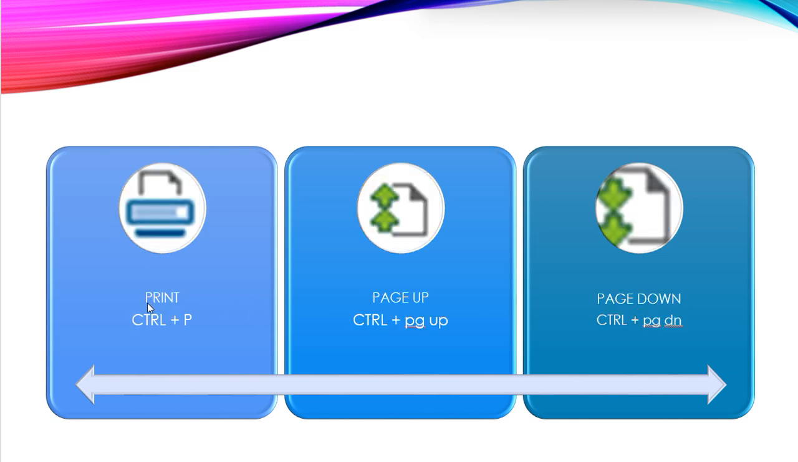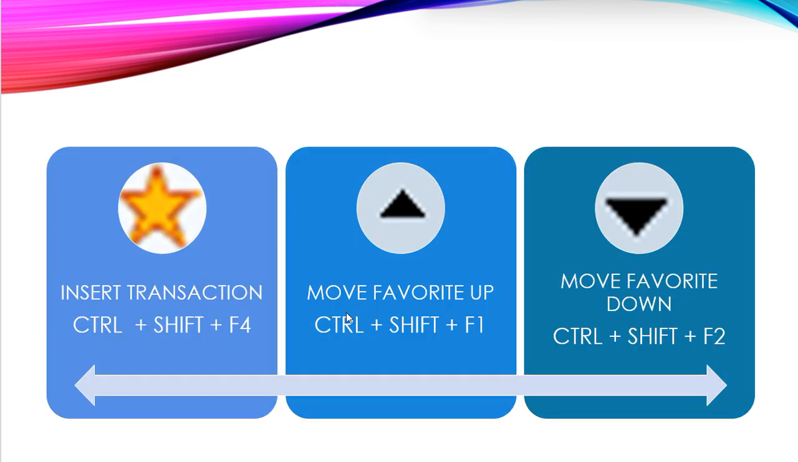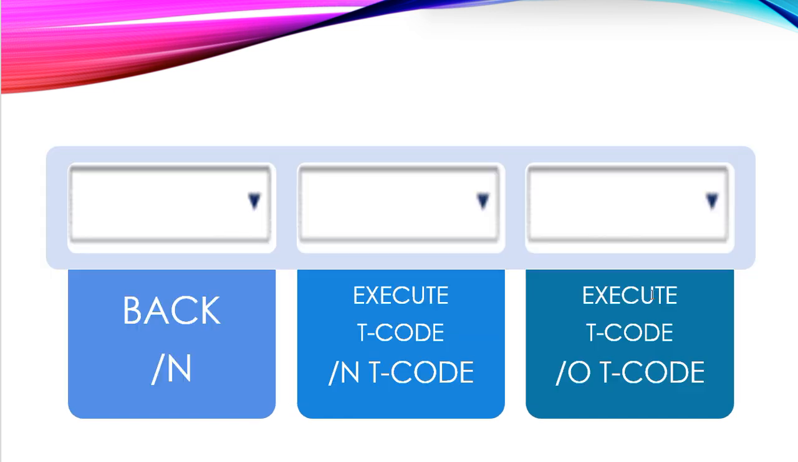For print, use Ctrl P. For page up, Ctrl page up. For page down, Ctrl page down. For inserting any transaction into favorites, use Ctrl Shift F4. For moving favorite up, Ctrl Shift F1. For moving favorite down, Ctrl Shift F2.